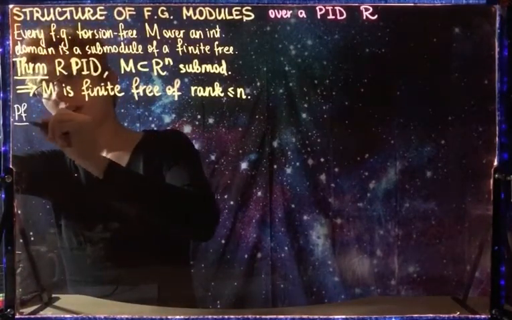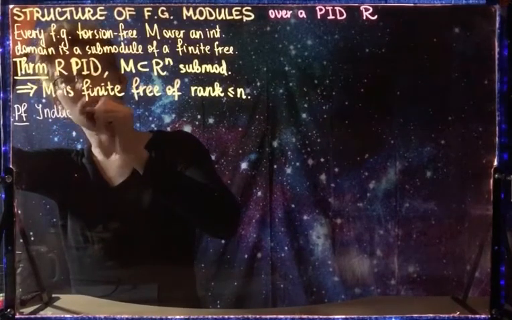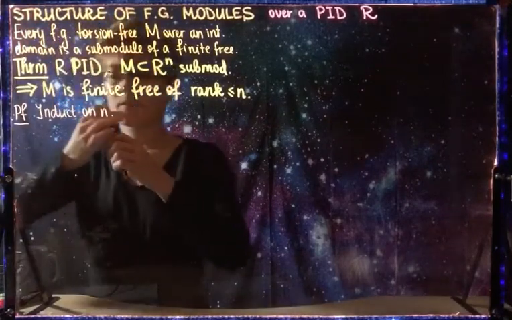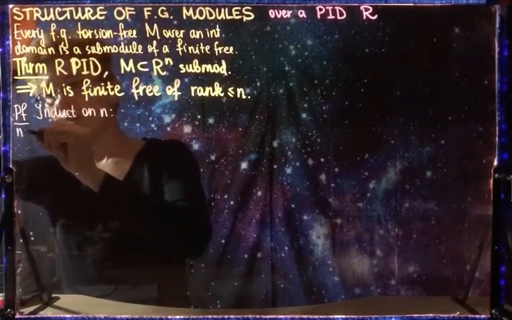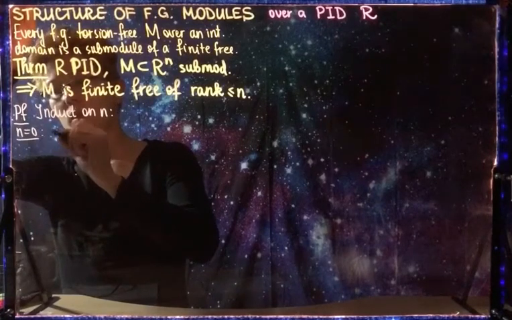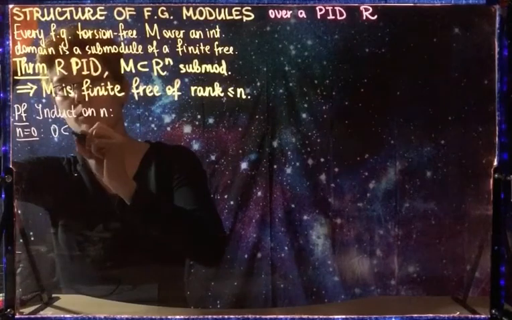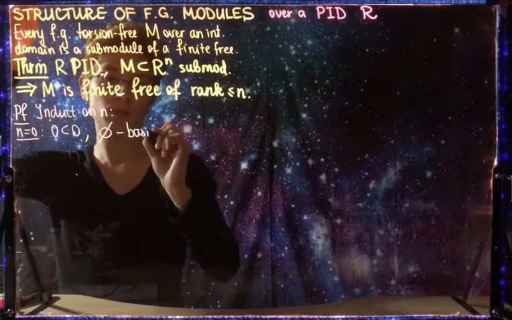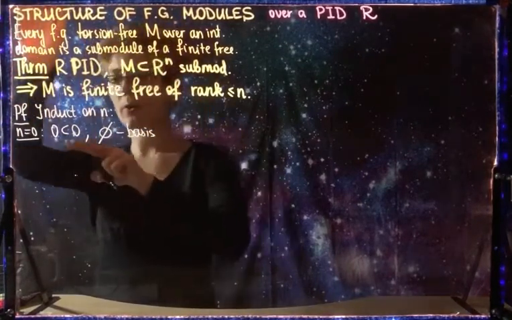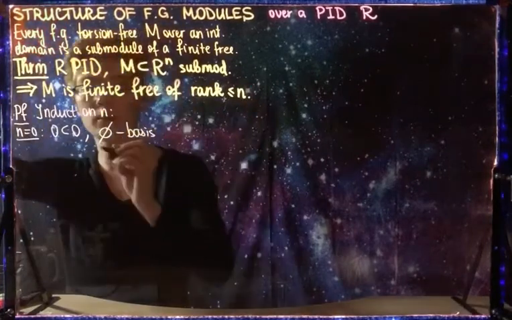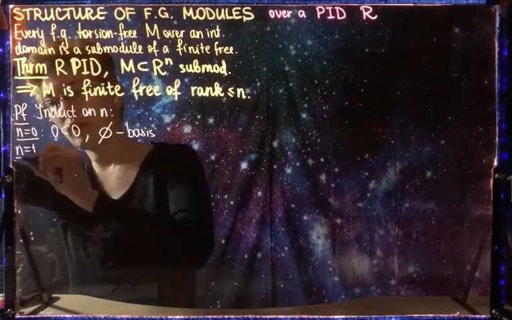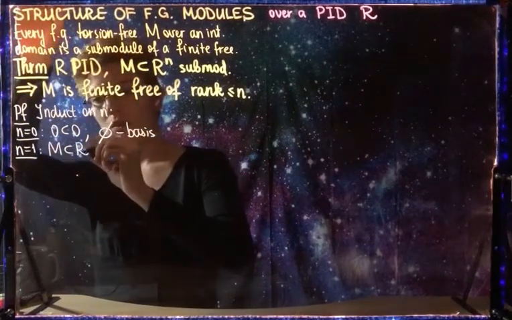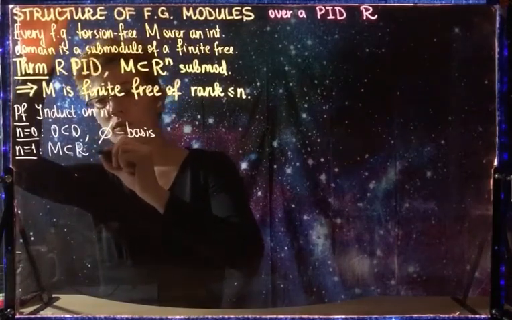The proof proceeds by induction on the rank of R^n. For the case when n is equal to 0, we only get an inclusion of 0 modules, and the empty set will be a basis for both of them. And so we get that the rank of both of them is 0, and 0 is not greater than 0. When n is equal to 1, we get a submodule of the free rank 1 module.